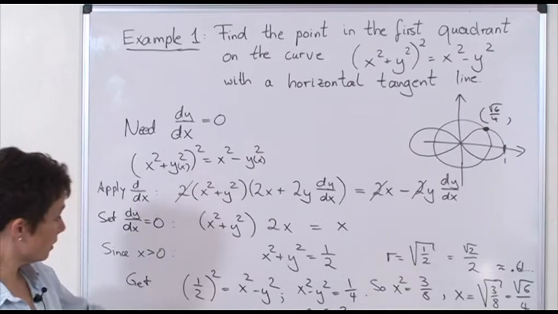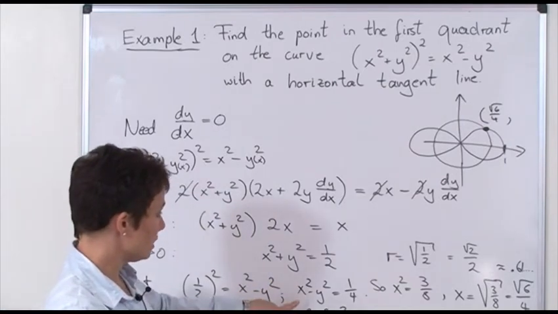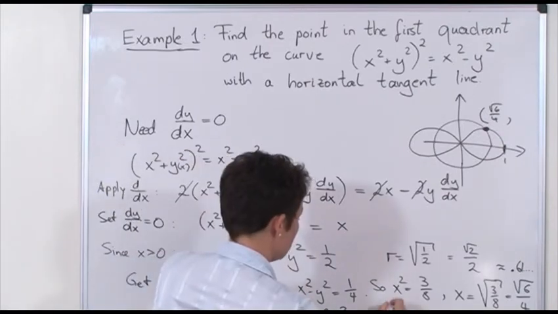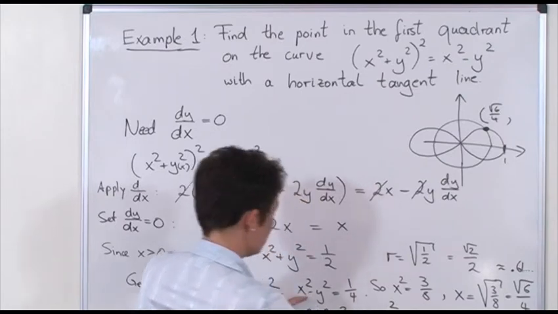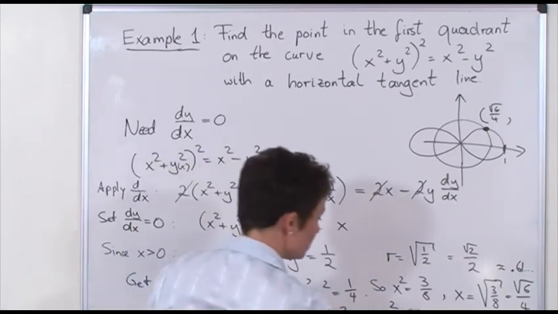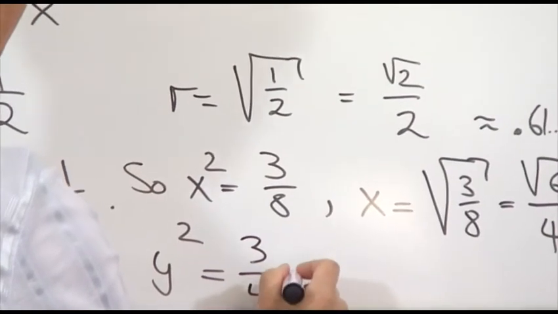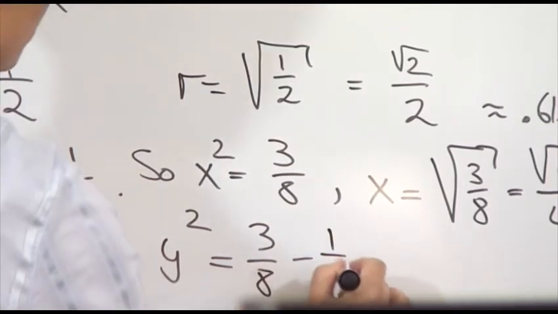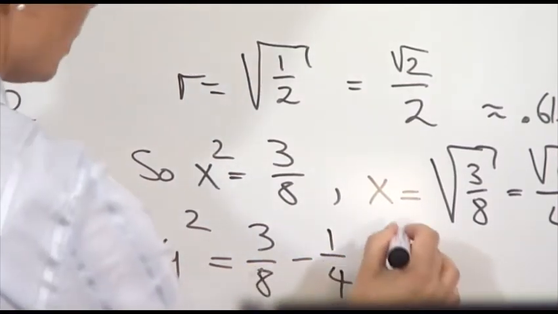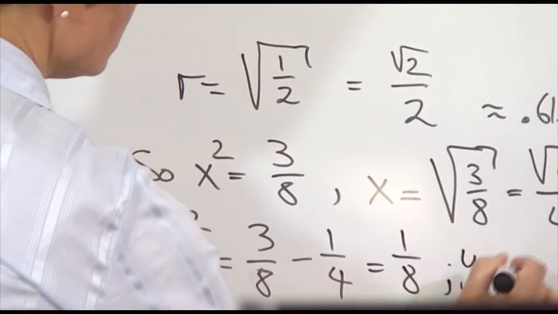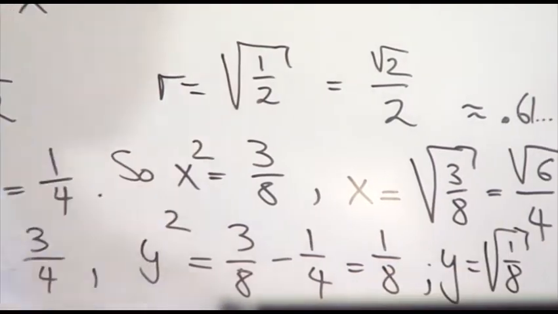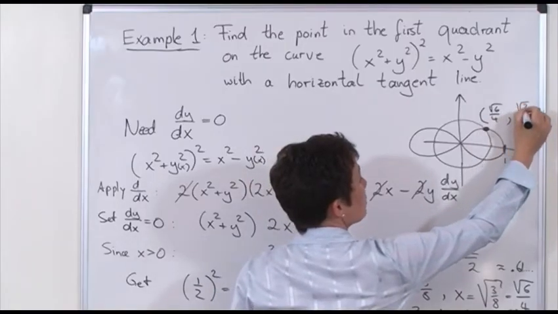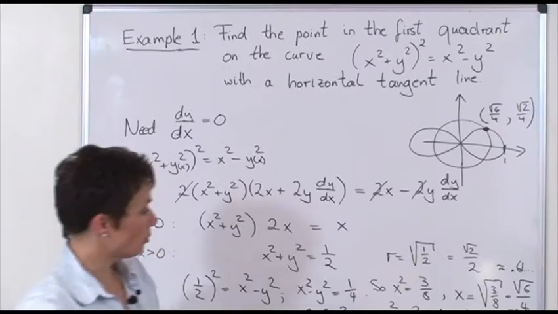we'll compute y. Let's use this equation here. So y squared is equal to x squared minus a fourth. X squared is equal to 3/8 and minus a fourth. That gives 1/8, and so y is equal to the square root of 1/8. And we can see that the square root of 1/8 is the square root of 2 over 4, and that's our point.